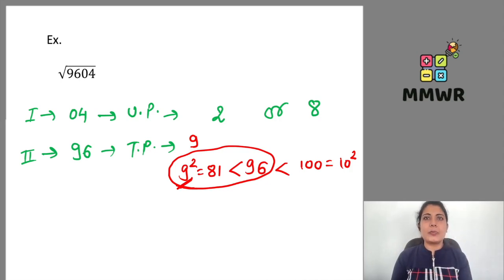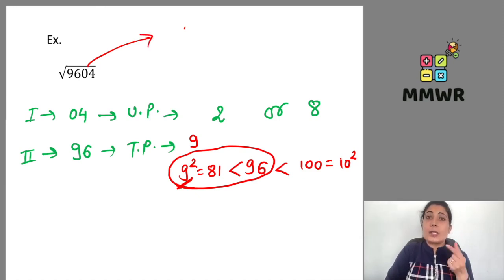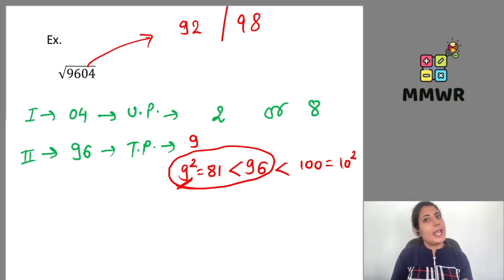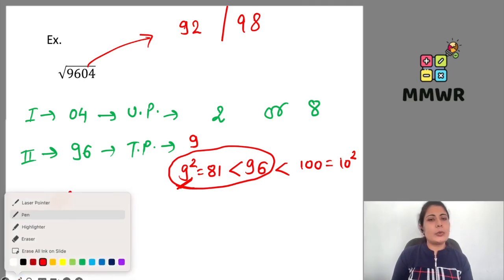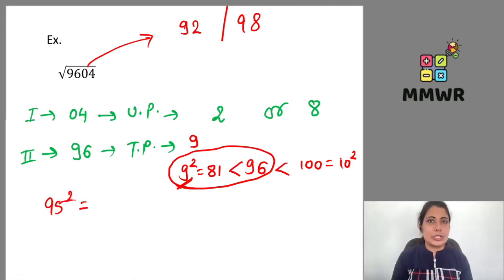If 96 is not a perfect square, then the exact smaller one than 96 is 81, and 81's square root is 9. After fixing the tens place, what we can conclude is that the square root of 9604 can be 92 or it can be 98. Now we are not sure, and to get that surety we have to find out the square of 95. Or you can do it for both numbers. You find out the square of 92 as well as 98, and then you can get the idea about whether the square root of this number is 92 or 98.